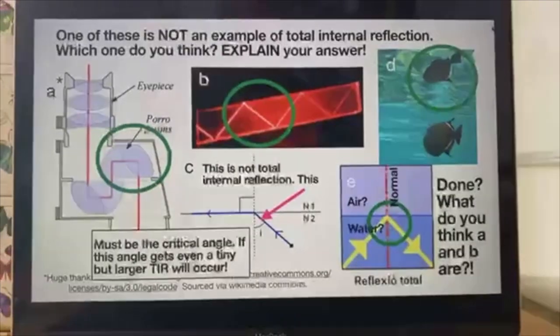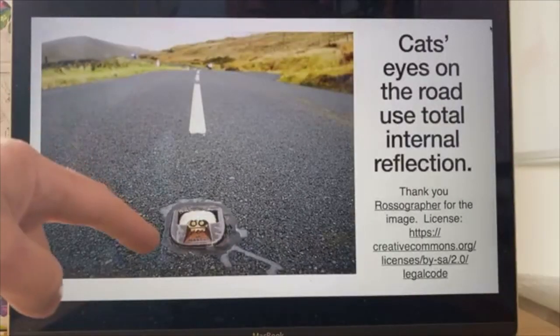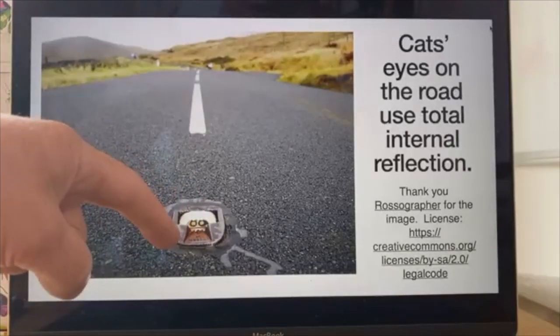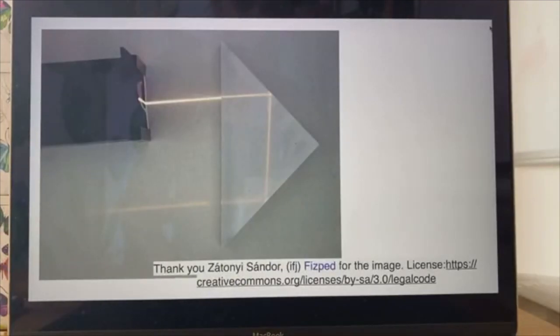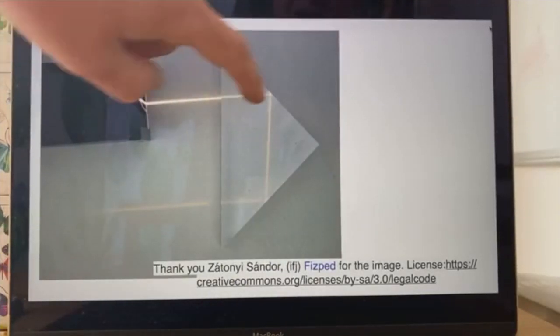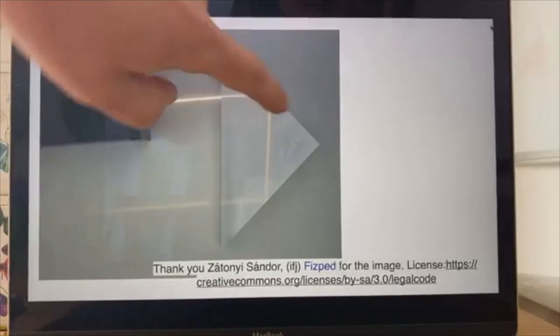Let's look at some examples. Cat's eyes on the road use total internal reflection, with great thanks to the person who stood in the middle of a road to get this photo. Do not try this at home. Here's a lovely little simple diagram of how cat's eyes work. This person's got a laser, or a ray box, and they're shining it into a triangular prism. And this is total internal reflection, see?